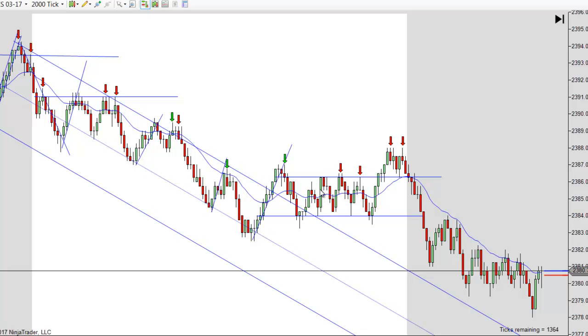Then we come back and we get another second entry right here. But we've got everything in place that we might reverse here. So again, I was a little bit leery of it.